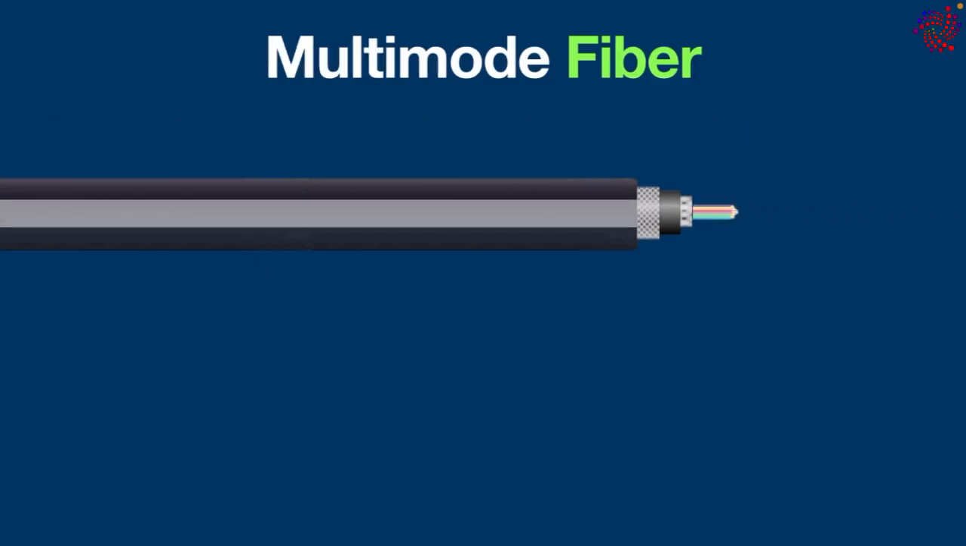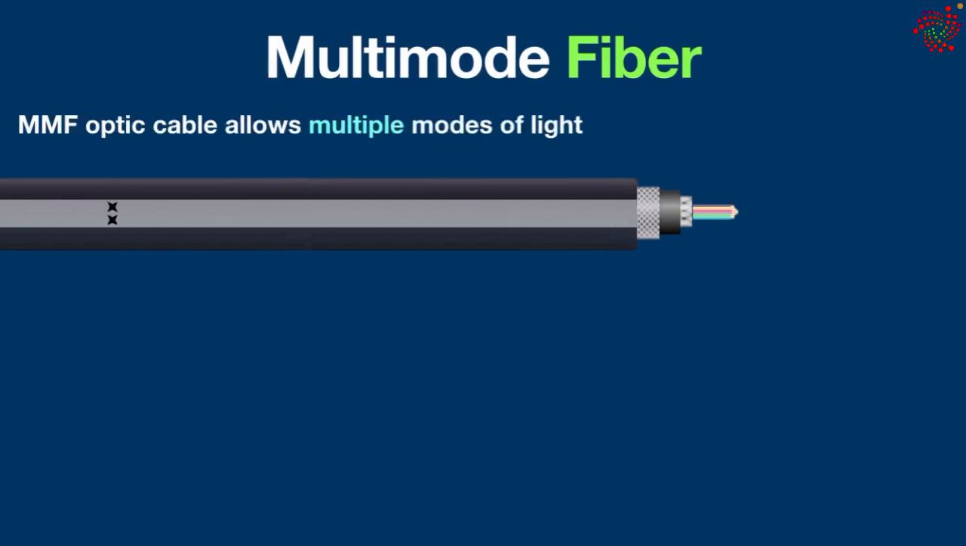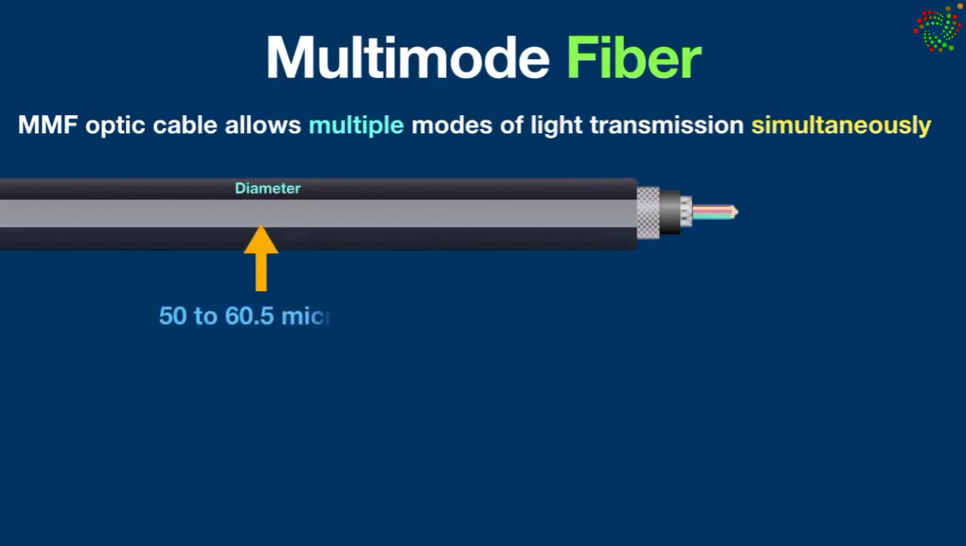Now, on the other hand, multi-mode fiber optic cable allows multiple modes of light transmission simultaneously. It has a larger core diameter, typically 50 to 62.5 microns, which enables it to carry multiple light rays or modes at once. Multi-mode fiber optic core exceeds the cut-off wavelength of the light pulse, resulting in modal dispersion.